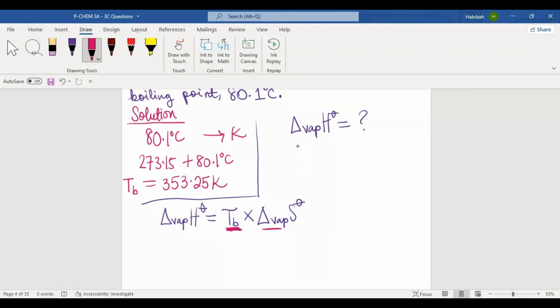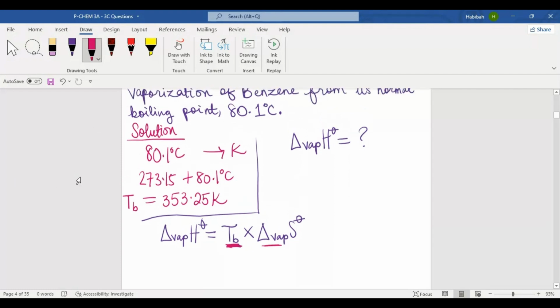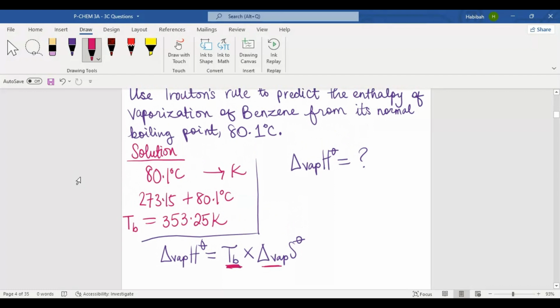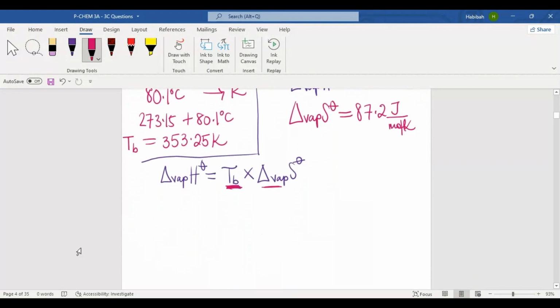Since we're dealing with chemistry, we can always go to the resource section of our physical chemistry textbook to find the change in entropy of vaporization for the particular molecule we're dealing with, which is benzene. When I went to check it, I found the change in entropy of vaporization for benzene is actually 87.2 joule per mole Kelvin. So that's basically how it's done.